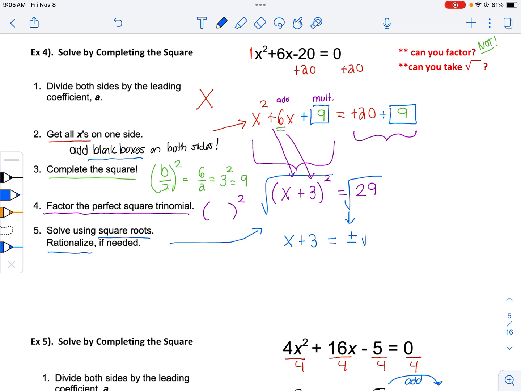If the square root of 29 can be simplified, we need to do that. If not, we leave it as the square root of 29. So in this case, 29 is prime. We're going to leave it. And then our final step is to isolate the x.